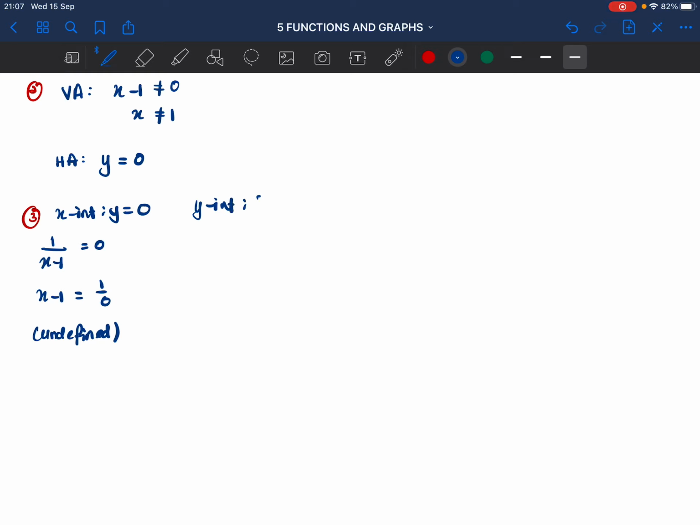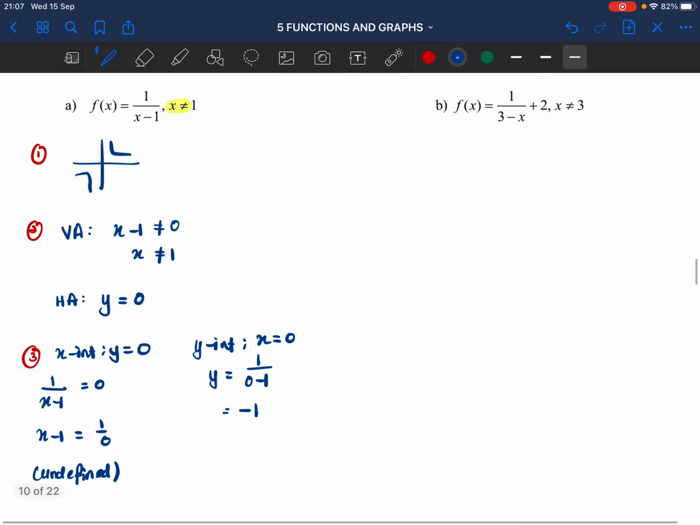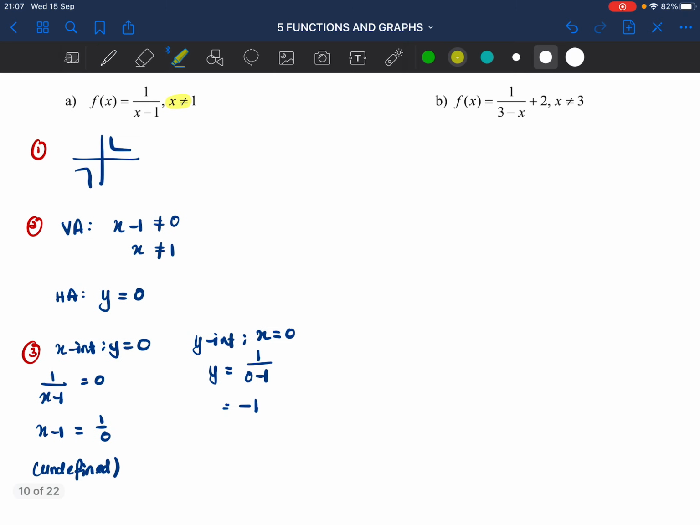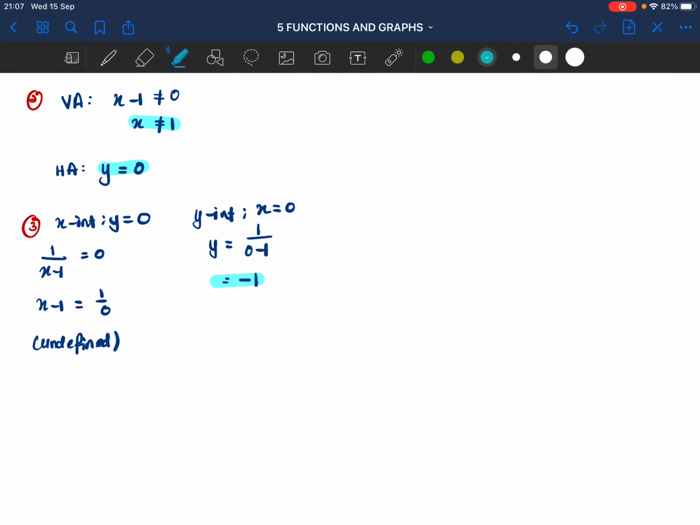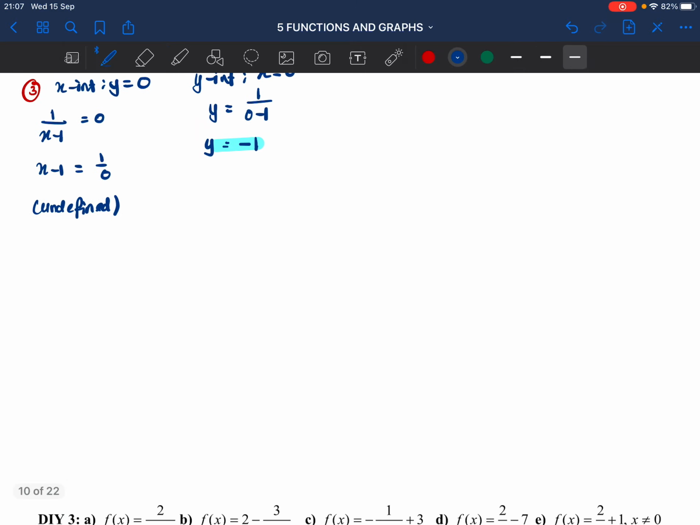So let's find y-intercept. When x equals to 0, so we are going to get y equals to 1 over 0 minus 1, which is we are going to get negative 1 here. Okay, so we have everything that we want. We have our vertical asymptote, we have our horizontal asymptote, and we have our y-intercept here. So let's just sketch our graph.